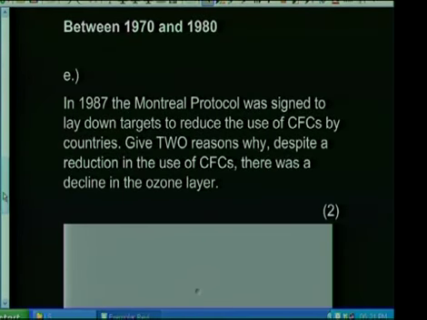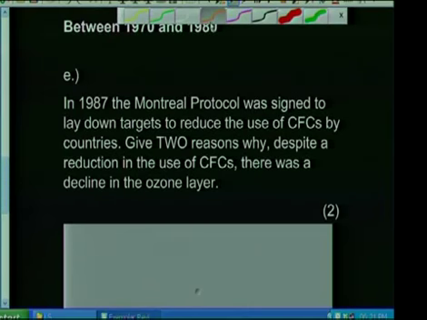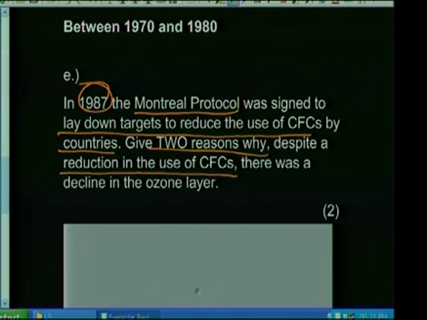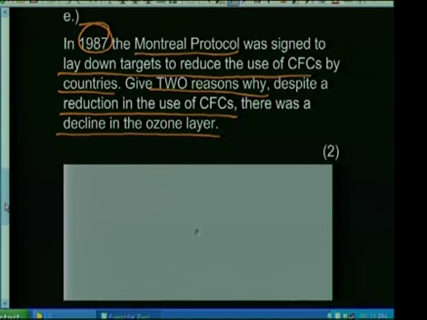In 1987, now they're directing you to something. In 1987, the Montreal Protocol was signed to lay down the targets to reduce the use of CFCs by countries. Give two reasons why, despite the reduction in the use of CFCs, there was a decline in the ozone layer. We have stopped using them, rather not stopped, but we've reduced them. How come we're still getting a decline?